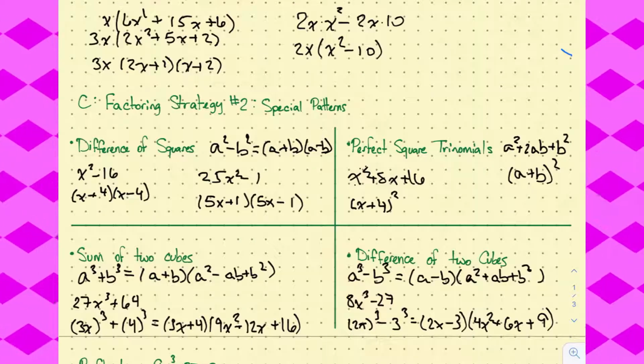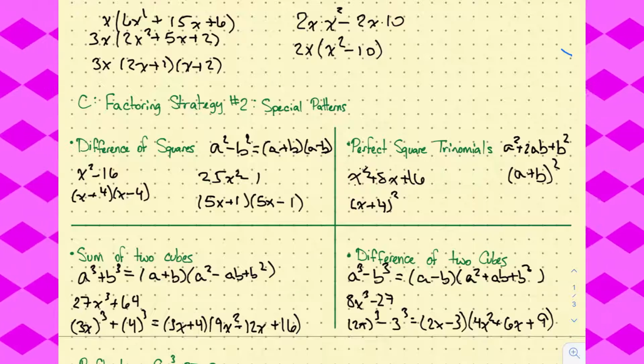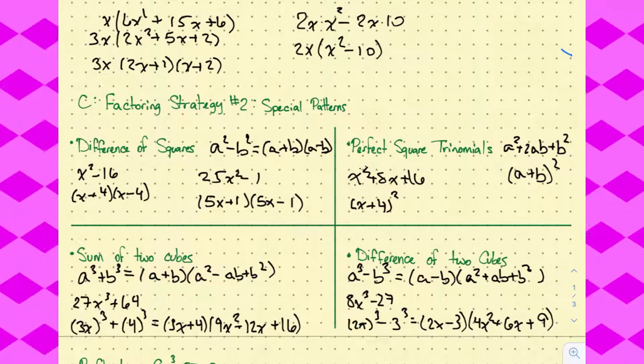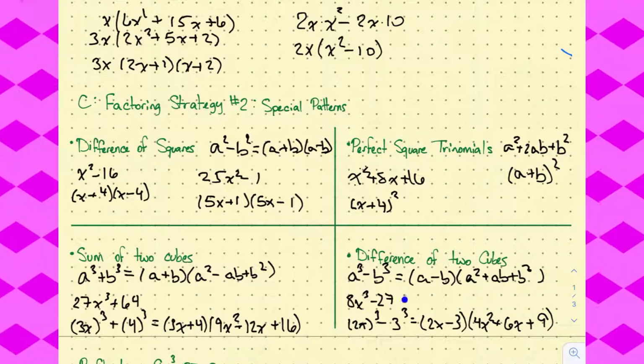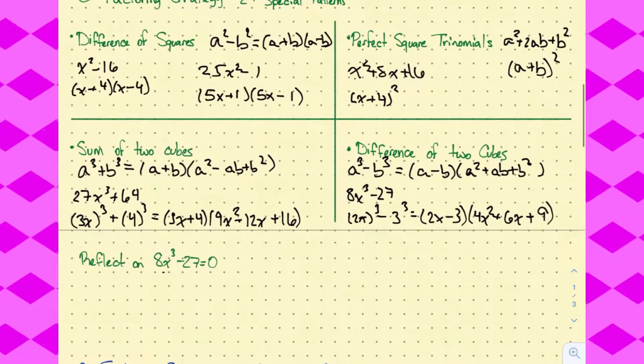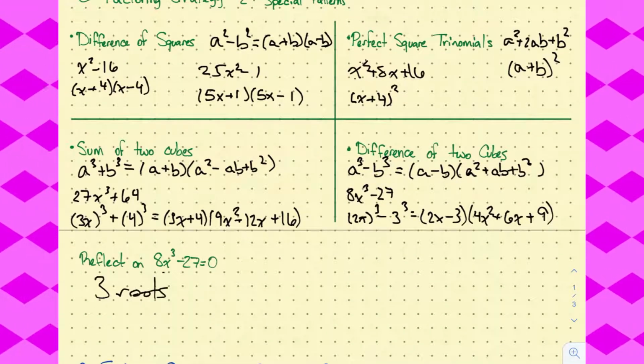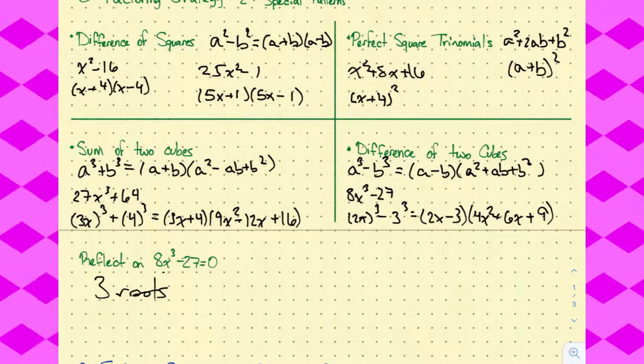So here's a fun fact about algebra. Any polynomial equation has exactly n answers where n is the degree of the polynomial. So this expression 8x cubed minus 27 has 3 roots. The question is, how many of them are real? How many of them are non-real?